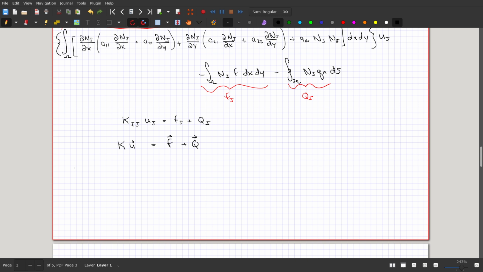And we might choose to write our stiffness matrix a little bit different. We could write that K, again in matrix notation, is the integral of B transpose C B dx dy. F is what it was, but in vector notation.